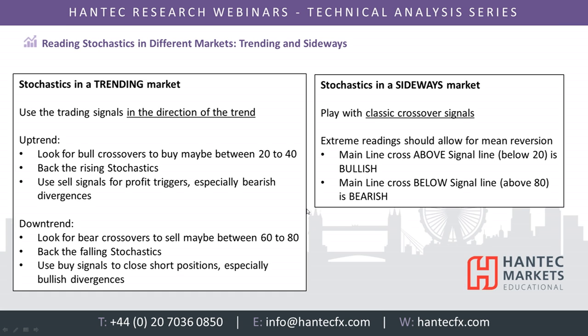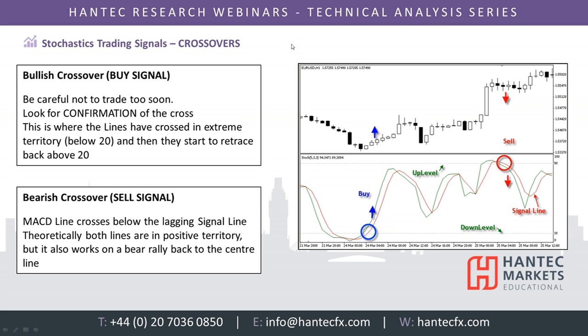So your crossovers are basically the way to play when you're in a sideways trending market. You're looking for your main line crossing above the signal line around about that 20 point for a bullish crossover, and your main line crossing below the signal line around about the 80 point for a bearish signal. So what are crossovers? This picture here shows you a bullish crossover with the blue circle. You've got the main line, which is green, that crosses over the signal line. That is your indication of a crossover or a signal.